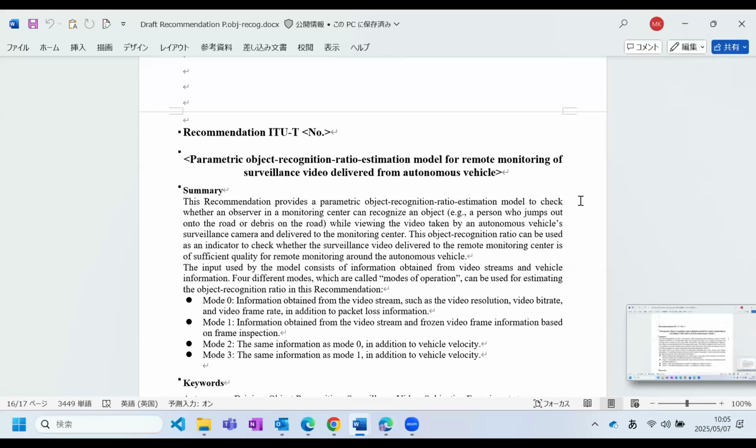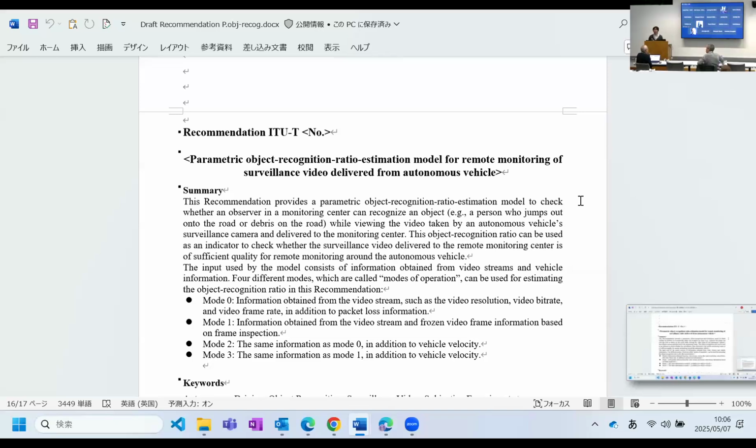I will prepare the TD document for this new recommendation so they can review it and hopefully consent to it at the next Study Group 12 meeting. So thank you very much. Any other questions or comments on this work item?